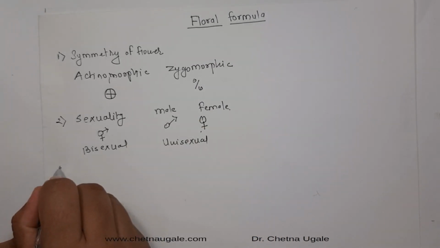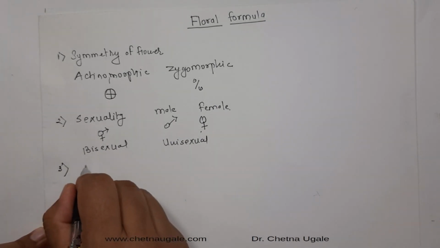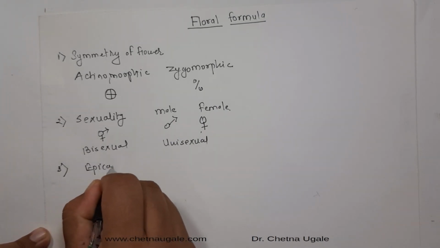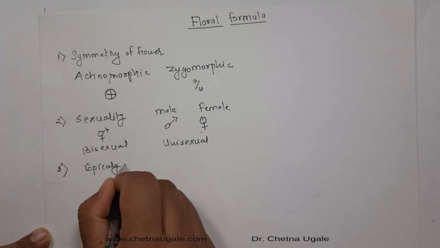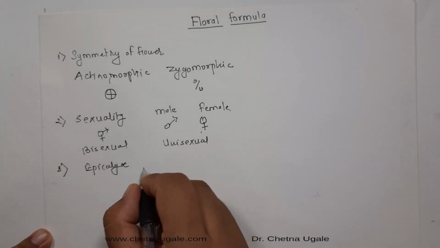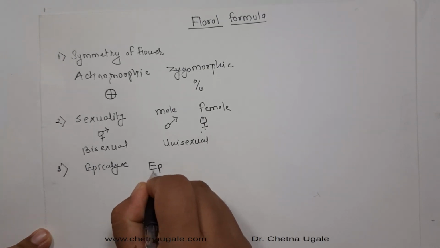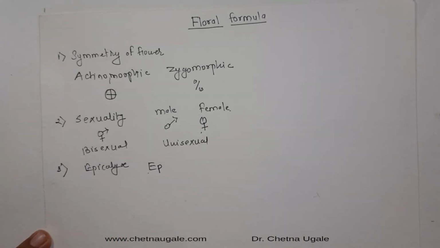The third part of the floral formula is epicalyx. The epicalyx is not generally present in all plants, but those plants having the epicalyx are generally represented by the letters capital E and a small p.